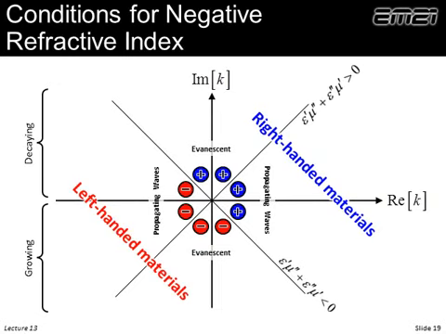We need to discuss the conditions to have a negative refractive index. There's a lot of information on this slide here. It's commonly thought we have to have negative permeability and negative permittivity to have a left-handed material, and that's not quite true. There are other conditions that are summarized here.